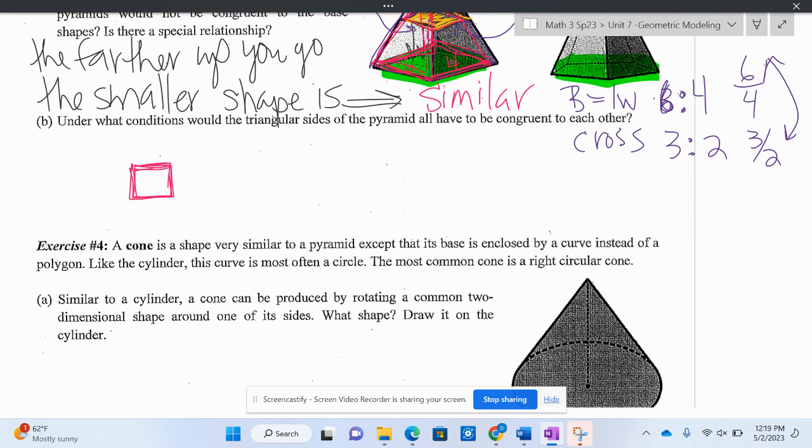So look at this shape. This is a net, right? This is a net of a pyramid. Compared to, say, a shape that was like, what if this was my base and these were my faces?